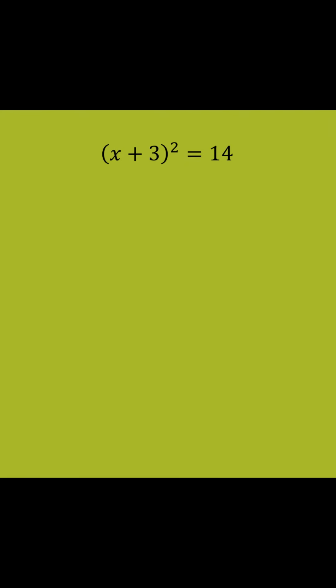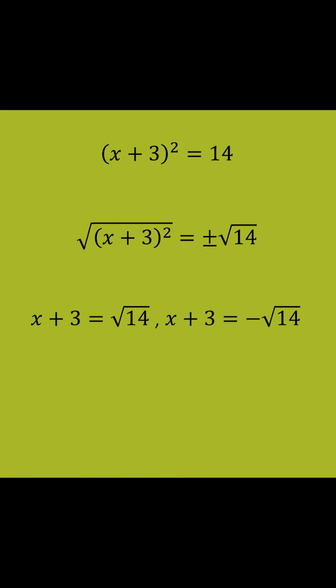To solve, I'm going to take the square root. Remember, it's a quadratic. We need to have two answers, so when you take the square root, put plus or minus in front of the square root of 14. I can separate that into two equations. X plus 3 is the square root of 14. X plus 3 is negative the square root of 14.